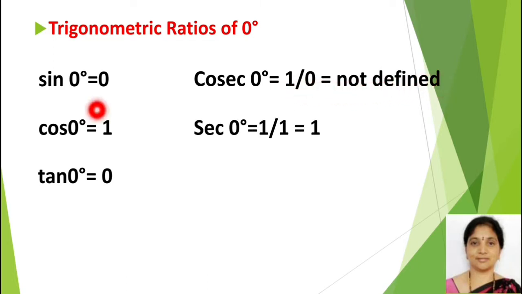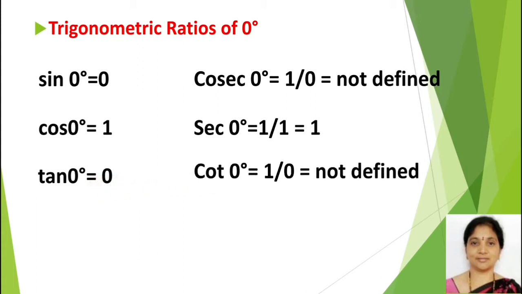And cos 0 degrees is 1, so secant 0 degrees becomes 1 by 1. The multiplicative inverse is nothing but the reciprocal value, so that is 1 by 1, which is equal to 1. And tan 0 degrees is 0 here. Then cot 0 degrees is equal to 1 by 0, which is also not defined. You have to remember all these values. Now see the trigonometric ratios of 90 degrees.